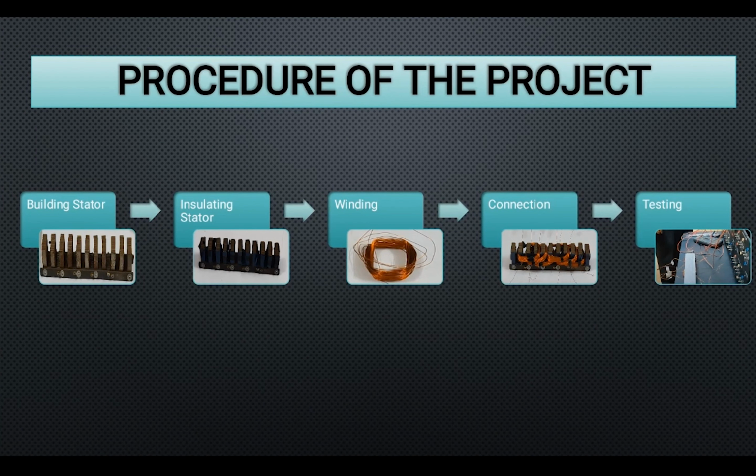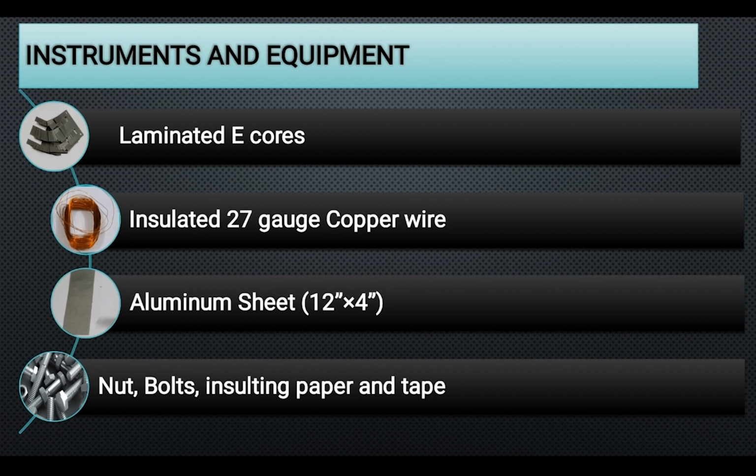Now we will talk about the process of constructing our project. After building the stator, we insulated it and then finished the winding. To build the core, we used laminated E-core by adding them side by side. This particular E-core was used to reduce eddy current loss.